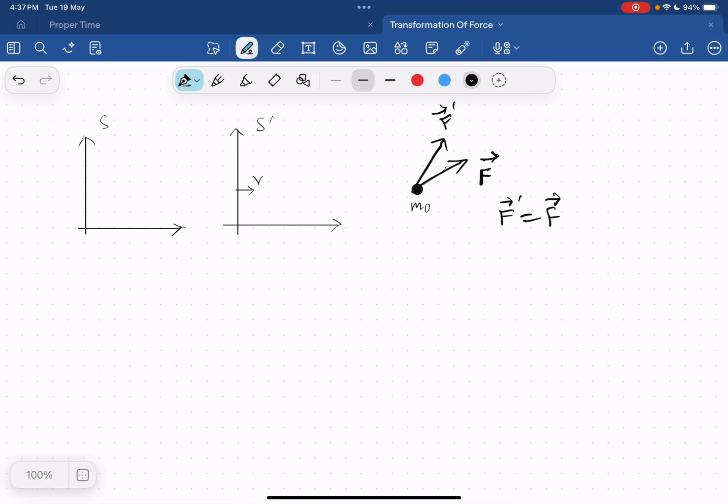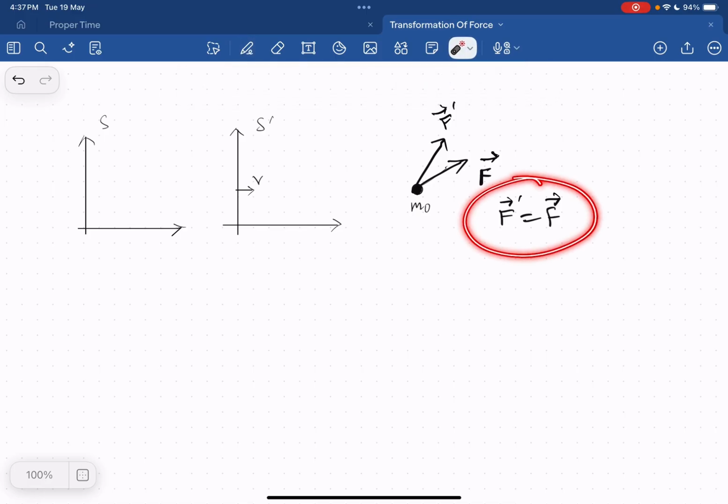So, how are these two forces related? That is, if we know the force vector as seen in frame S, how can we find the force vector as seen by an observer in some other inertial frame S prime? So this is the objective of this video.